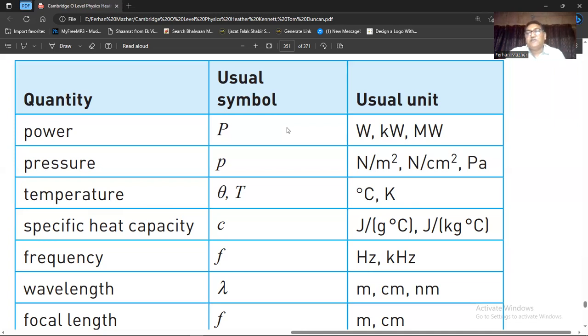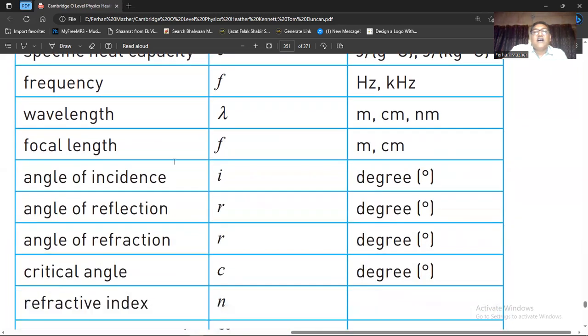Specific heat capacity is represented with the small c. There can be two types of units: joules per gram per degree centigrade, or joules per kg per degree centigrade. Frequency is represented with the small f, and its units are hertz and sometimes kilohertz. Wavelength is represented with the Greek letter lambda, and its units are meter, sometimes centimeter, sometimes nanometer. Focal length is represented with the small f, and its units are meter and centimeter.